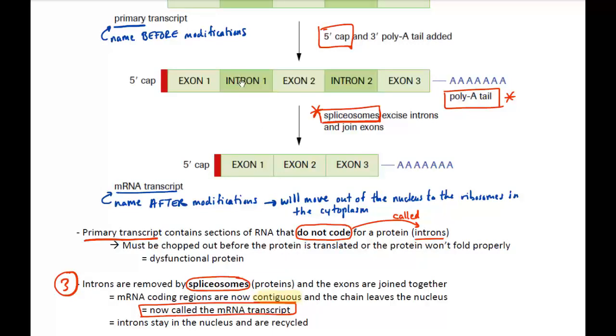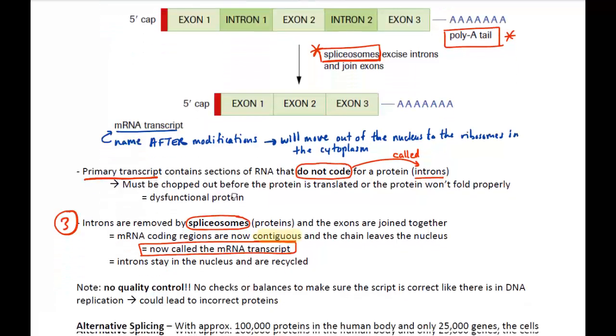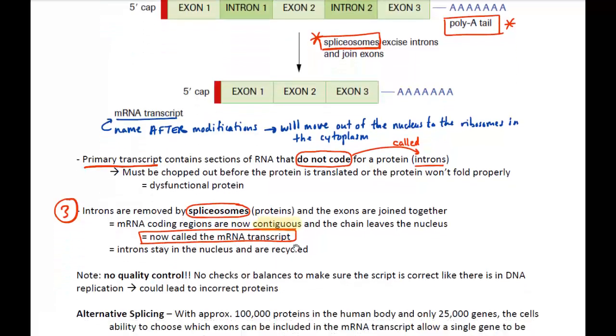So when you're thinking intron, think inside nucleus. When you're thinking exon, think exits the nucleus. So they get spliced together there, and now I've got myself something called the mRNA transcript. So primary transcript was before I modified it. mRNA transcript is what it's called now.